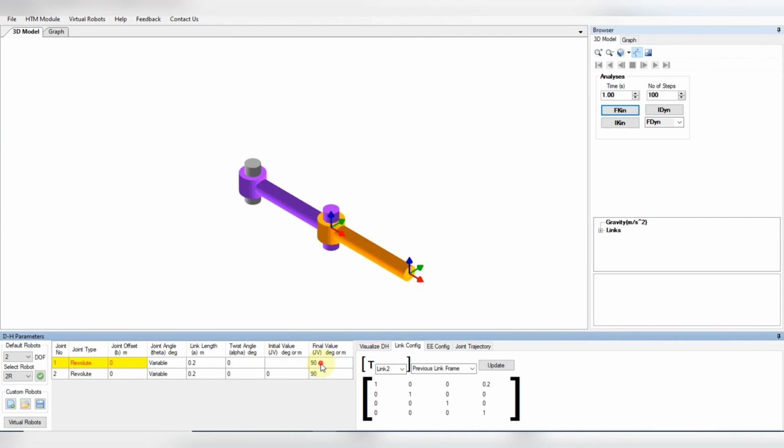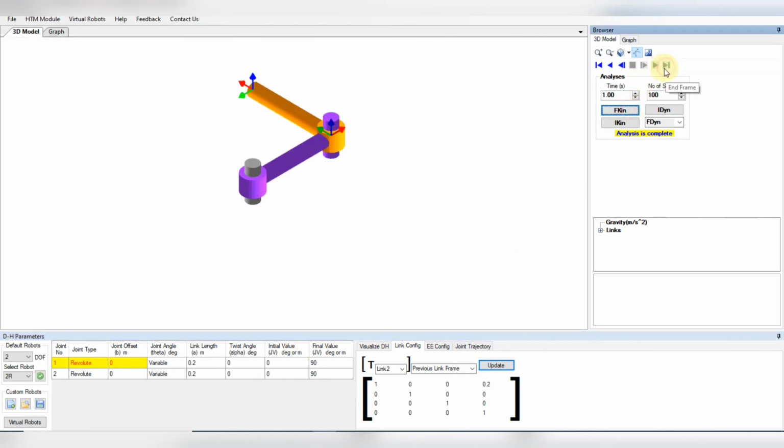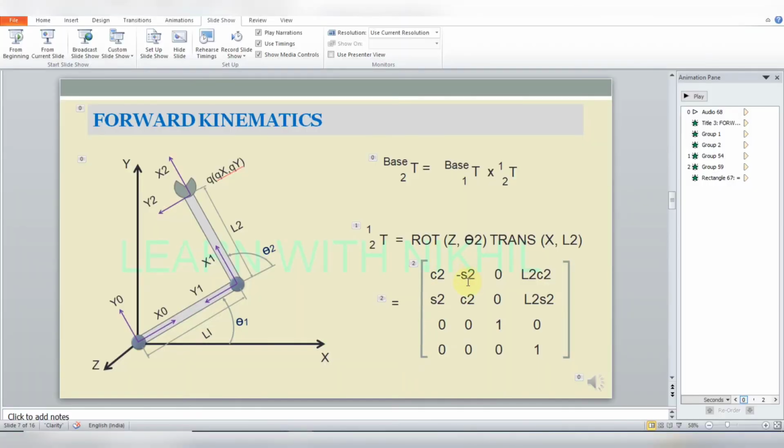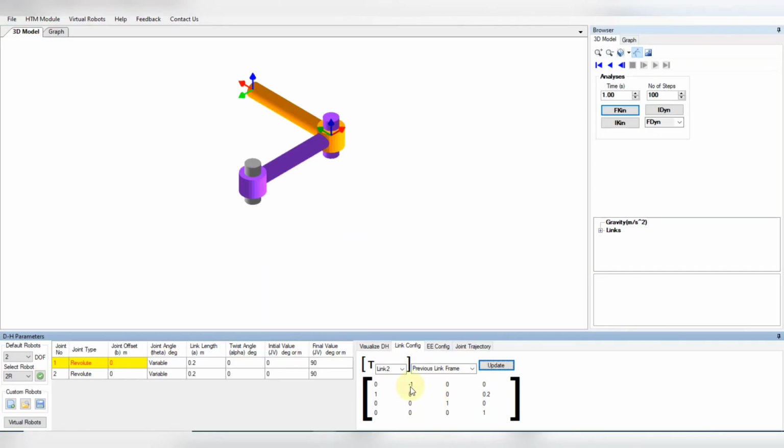The initial value is 0, the final value is 90 degrees. So I have updated. So this theta is 0. And if I click on the forward kinematics and go to the end position, now the theta value is 90 degrees. I have updated, so according to that, I have got the theta values. So this is this value. So sine 90 is 1.